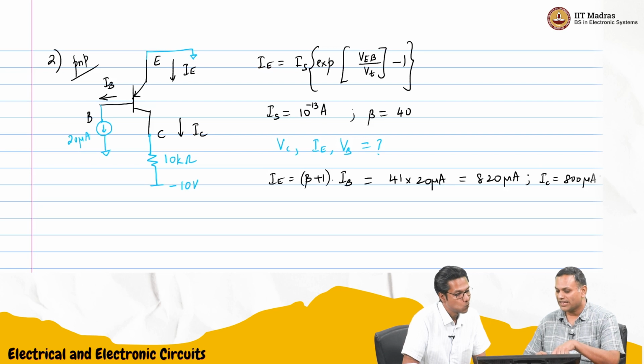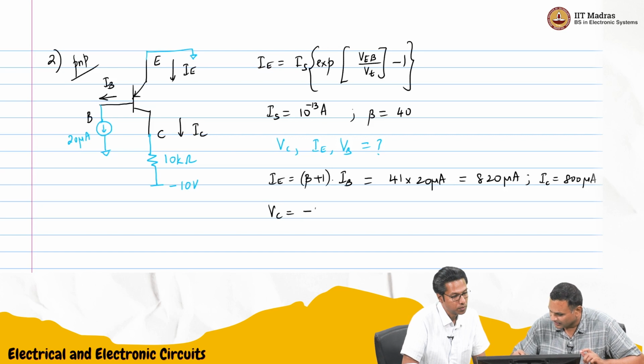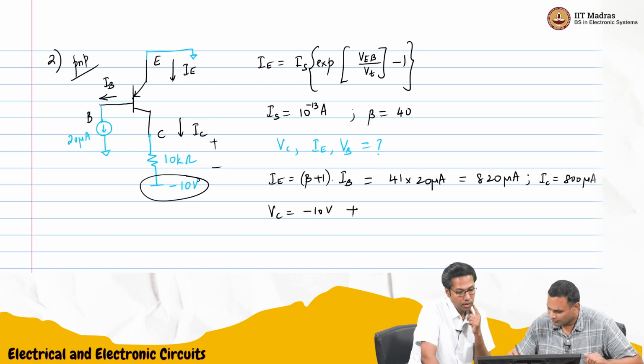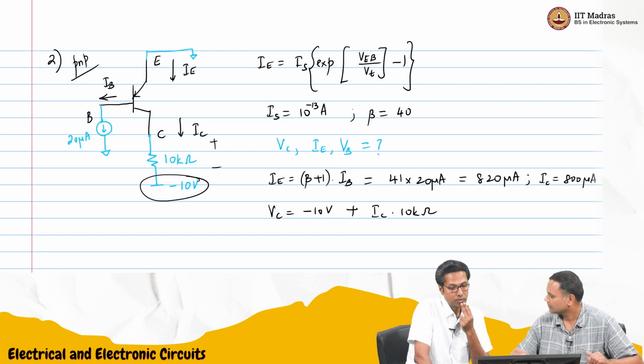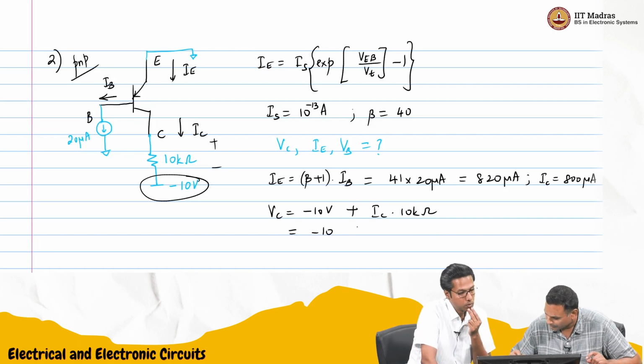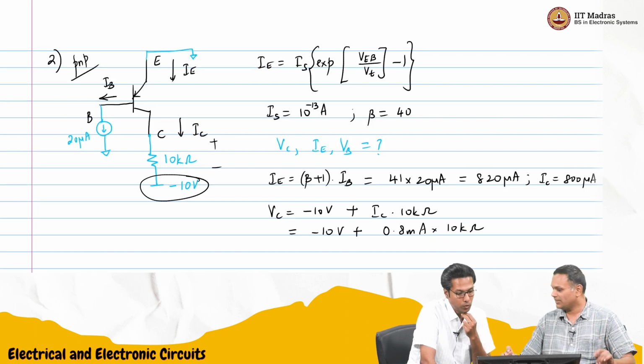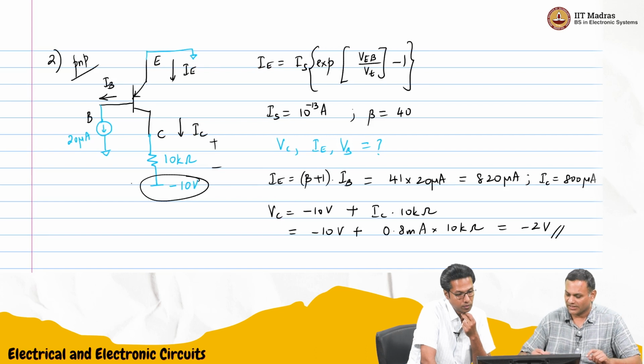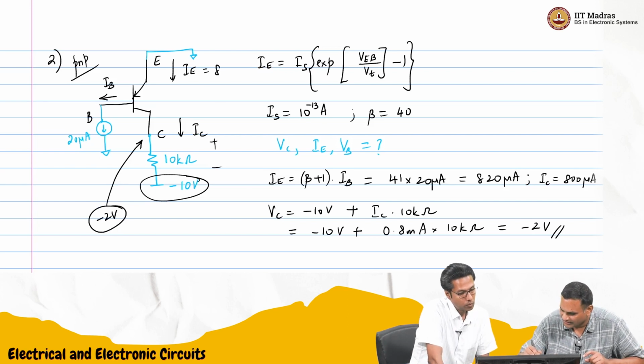Then, since we know IC, we know VC, the collector voltage. It is minus 10 volts plus IC times 10 kilo ohms. VC is minus 10 volts, that is the potential here, and then you will have a potential drop here of IC times 10 kilo ohms. So 0.8 milliamperes into 10 kilo ohms. Milli and kilo will cancel, so it's 8 volts. So this is minus 2 volts. The collector is at minus 2 volts. And IE is 820 microamperes.